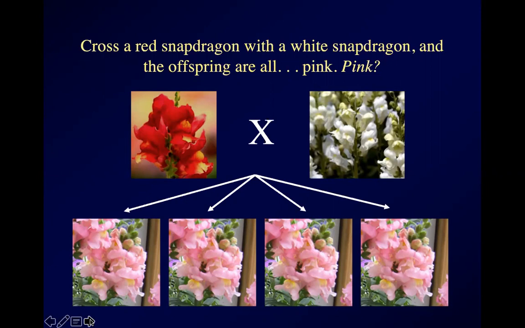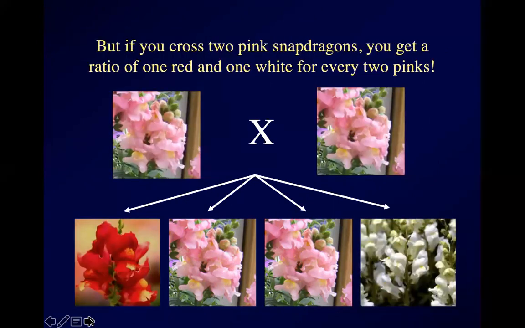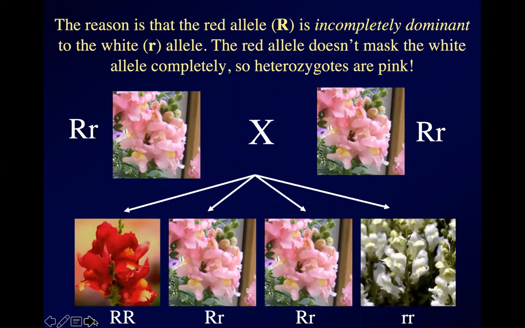That doesn't always happen. Sometimes you will have one allele that is incompletely dominant to the other, and that's what's happened here. Because if you take two pink snapdragons and you cross them, you get a ratio of one red and one white for every two pinks. And the genetics is just the same as crossing two heterozygous purple pea plants.